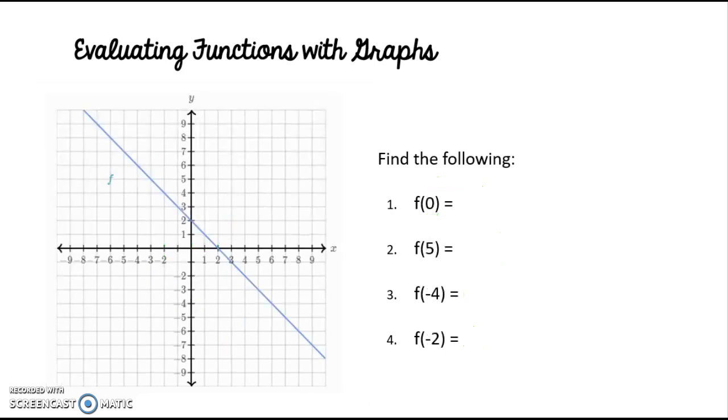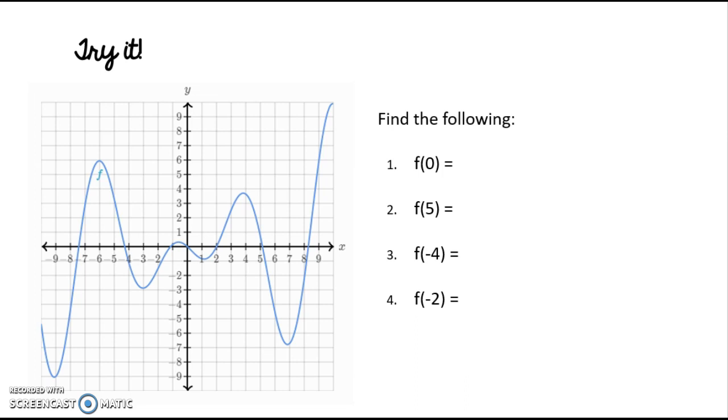I want you to go ahead and pause and try this one on your own. All right, so when x is 0, y is 2. When x is 5, y is -3. When x is -4, y is 6. And when x is -2, y is 4. All right, again, go ahead and pause and try this one on your own, and then we'll wrap this up.